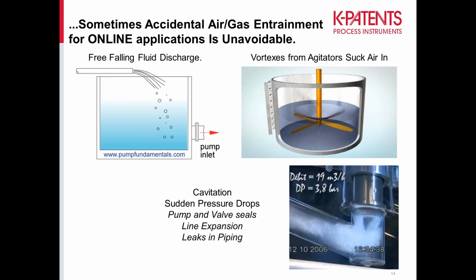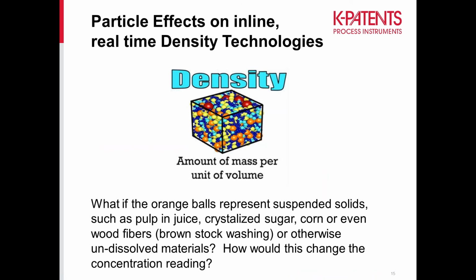Let's look at another case. In the same box of materials, what happens if those orange balls in this material represent a suspended solid, such as pulp in a juice, or crystallized sugar, or corn or wood fibers, such as in a brown stock washing application? Anything that's undissolved within this is also going to change that concentration reading when we're talking about density, because of course that material is going to be more dense because of the solids within that stream. So that becomes an issue.